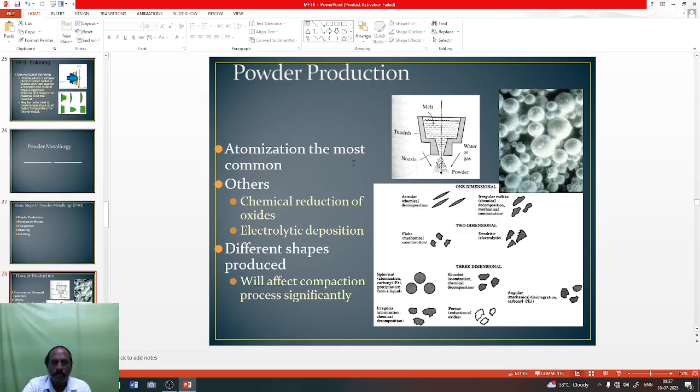In powder production, atomization is the most common method. Others include chemical reduction of oxides and electrolytic deposition. The different shapes produced will affect the compaction process significantly. This is one of the main processes.